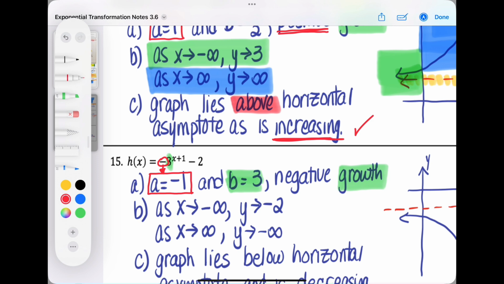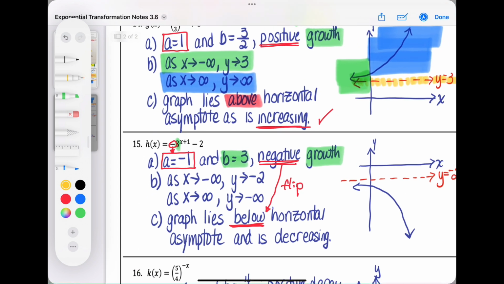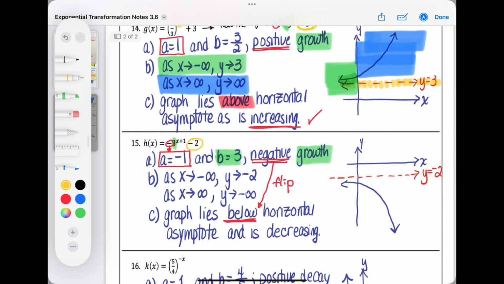So that tells you it will be negative. That tells me it will be below my horizontal asymptote. Very good. And also, because it's negative, I know that I'm going to flip my picture upside down. So that's good. All right. Knowing that my horizontal asymptote is -2, step 1, I'm going to get my horizontal asymptote. That will be right here, y equals -2.